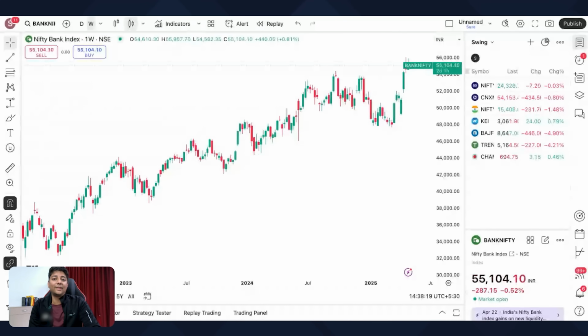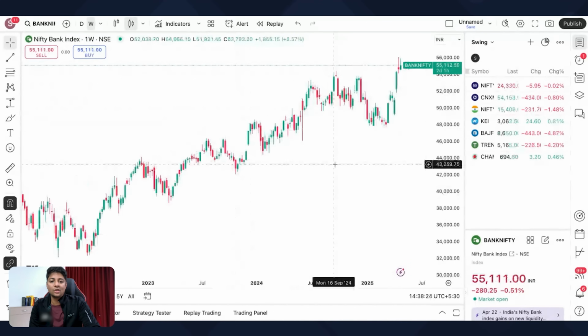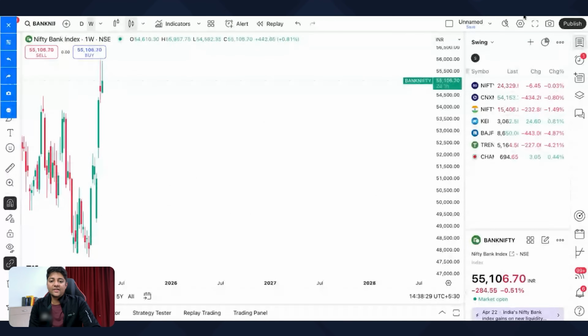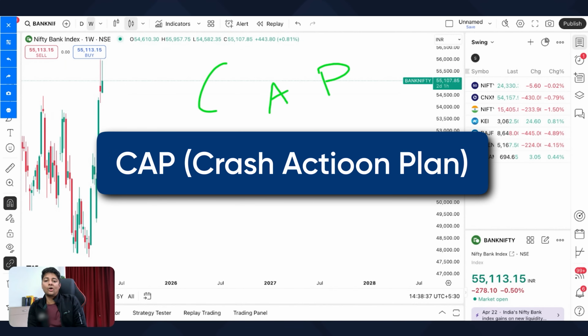Now, coming to the plan of action. How do I plan this, Shashank? This is something that we need to focus on. So let us look at how we actually plan this, right? First things first, we have to create something very unique called a CAP. We have to create something called a CAP, which is a crash action plan.